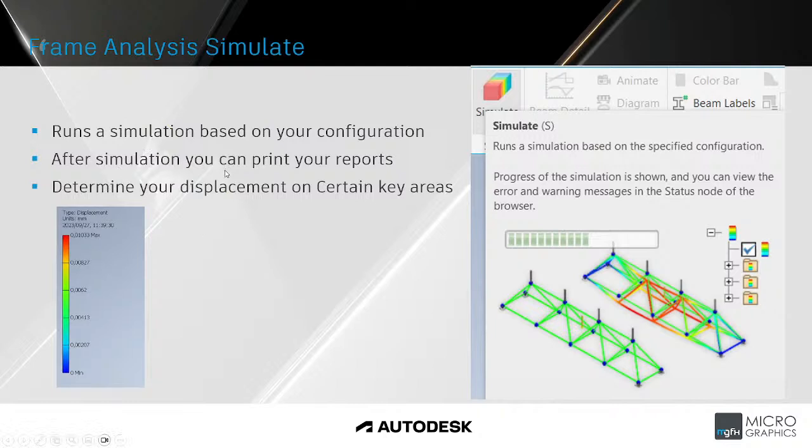After your simulation, you can even print your reports. And one of the key areas is that you can determine the displacement of your frame. You can see, okay, on this point there's a displacement, and then you can look at the specifications you do get. If your displacement allows 0.025 millimeters and you see you've got a 2 millimeter displacement, you know that you need to edit your frame and add certain key areas.